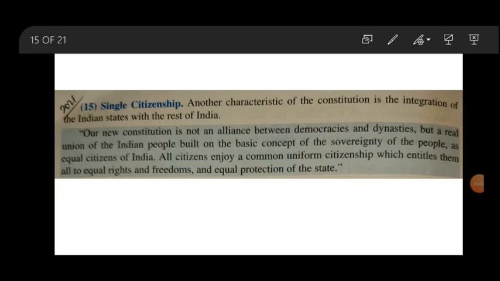Dear students, welcome to the part 2 video of the salient features of Indian Constitution, chapter 10. The next is single citizenship.